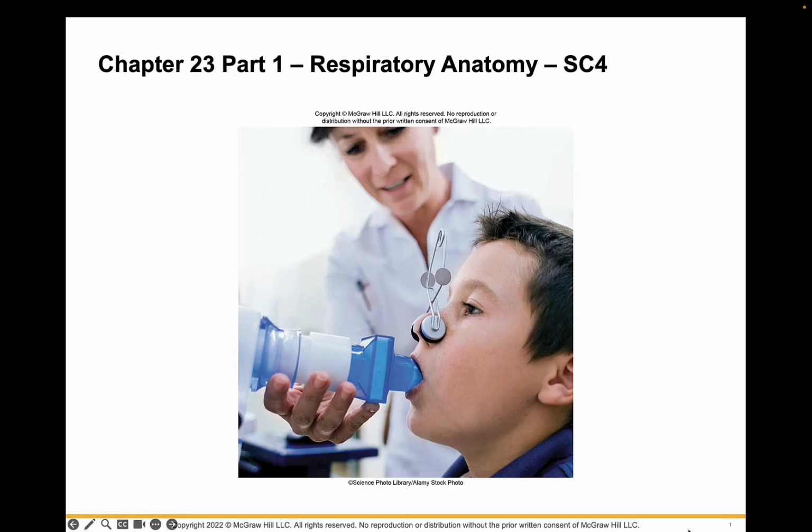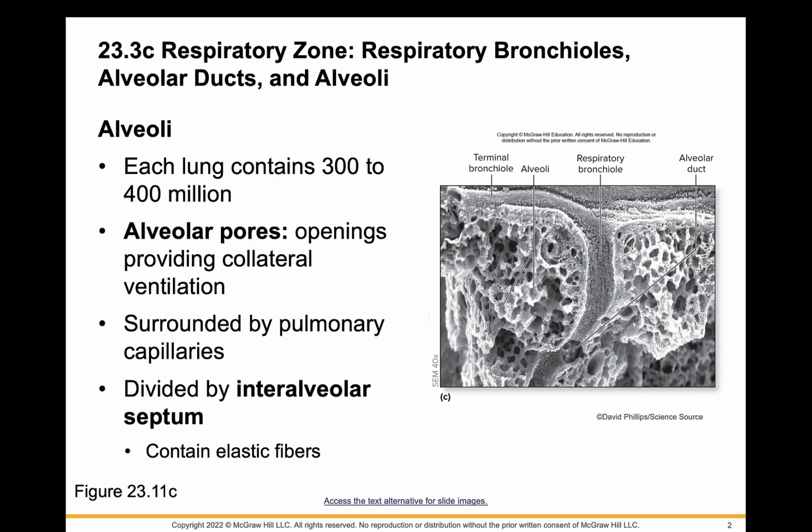Chapter 23, Respiratory Anatomy, Screencast 4. This screencast will be focusing on a number of various structures. We'll be starting off with the respiratory zone, then we'll actually be moving on to the gross anatomy of the lung, and then on to the pleura.